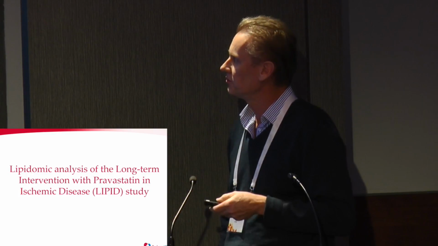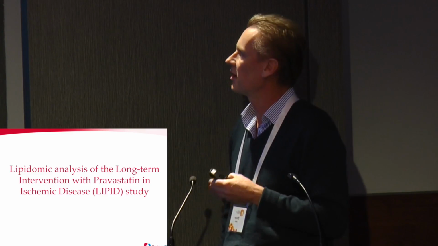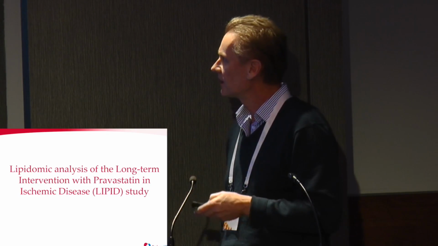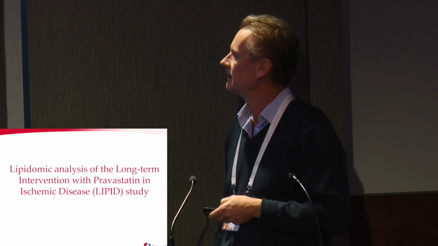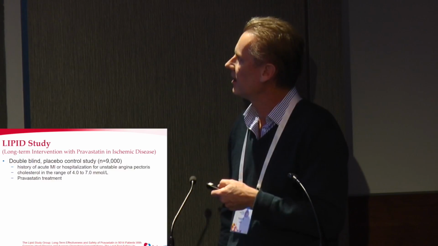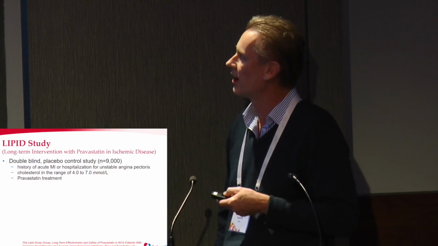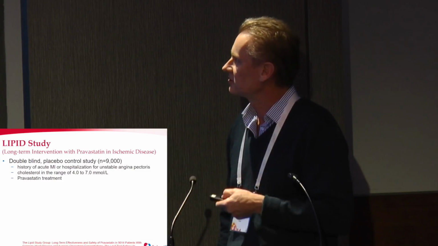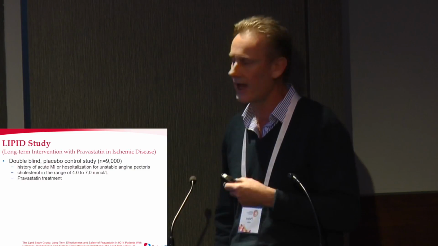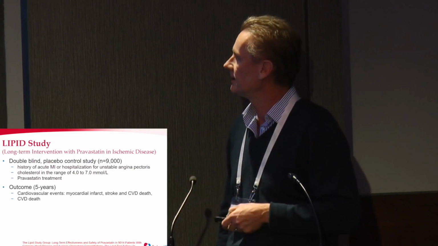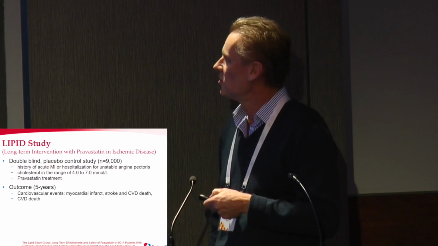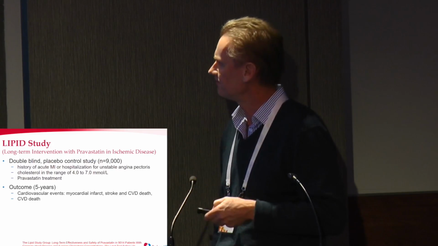Okay, but let's move on to talk about how we use that technology. The study I want to talk to you about today is the Long-term Intervention with Pravastatin in Ischemic Disease, so this is the LIPID study conducted by John Simes and colleagues in Sydney. It was a double-blind placebo-controlled study. Everyone had a history of acute MI or unstable angina, cholesterol 4 to 7. They were randomised to placebo or pravastatin. The outcomes that we're actually looking at were all cardiovascular events over 5 years, so MI, stroke and CVD death, or we also look at CVD death on its own.